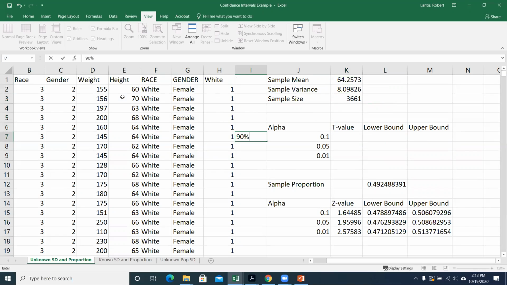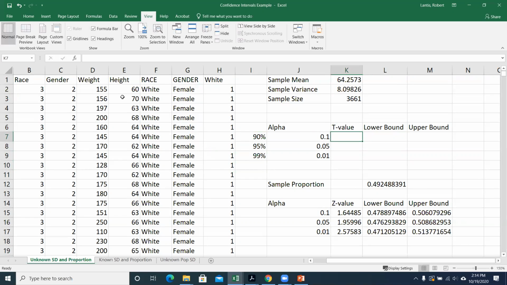These alpha values correspond, right? 0.1 is an alpha, is 90% confidence. 0.05 is the 95% confidence level. And 0.01 is the 99% confidence level, if we're just wanting to keep track of this.